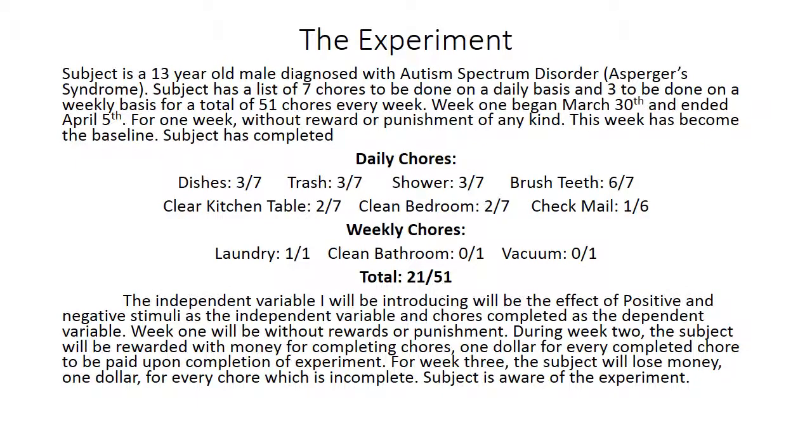My experiment. The subject is a 13-year-old male diagnosed with autism spectrum disorder. The subject has a list of chores to be completed every week. The independent variable in my experiment is the positive and negative stimulus. The dependent variable will be how many chores are completed. The list of chores are in the center of this slide. This will be a 3-week long experiment.